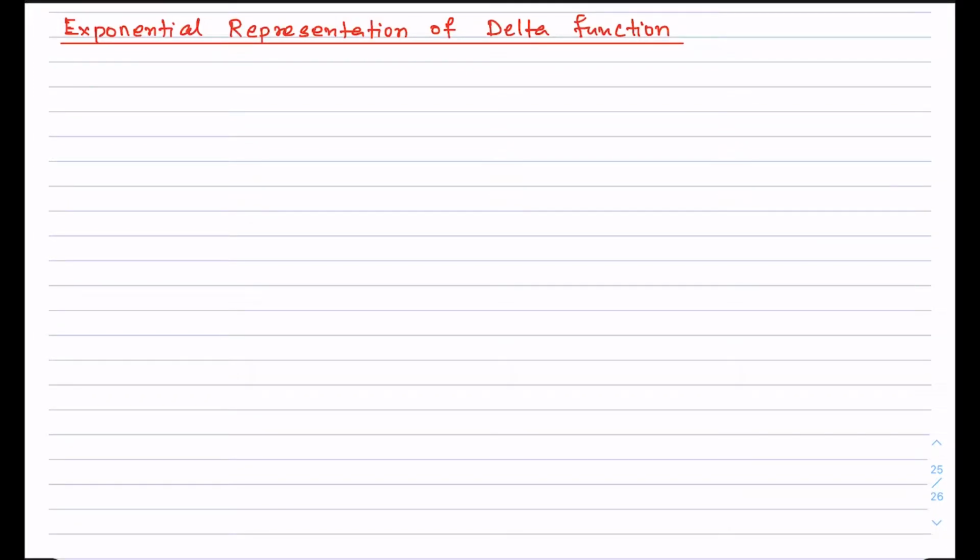So in the previous video we saw that there are many ways that one can represent a delta function, and among them one is delta(x) equals 1 over 2 pi, integration from minus infinity to plus infinity of e to the power i k x dk. So among the representations of the delta function that we saw in the previous video, this one is very important.